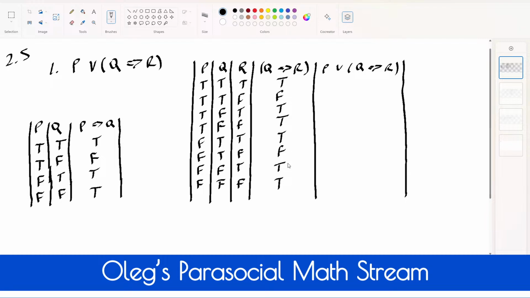Okay. So then, now we have P or (Q implies R). So we are doing the or effect. So one or the other or both have to be true. Between P and Q implies R. All right, so first one is true. P is true. Q implies R is false, so that's true. Third line, true. Fourth line, also true. Fifth line is true. Sixth line is false because they're both false. Seventh line is true, and eighth line is true.